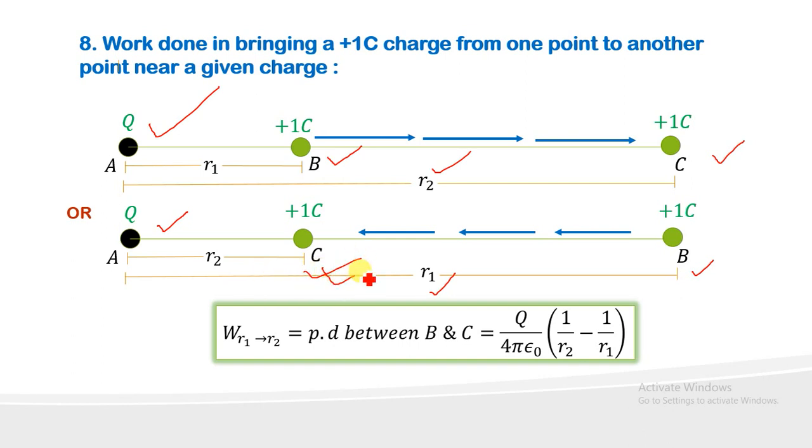Now what we are going to do is take a unit positive charge at B and move it to C. So we are moving from one potential point to another, and there is a potential difference between these two points B and C. There is work done in moving this unit positive charge. This work done is equal to the potential difference between B and C, which we have calculated in point number 7, and it is equal to Q by 4 pi epsilon naught times 1 by R2 minus 1 by R1.